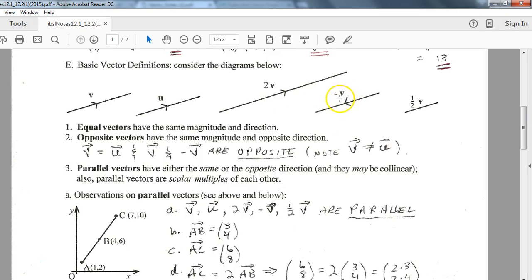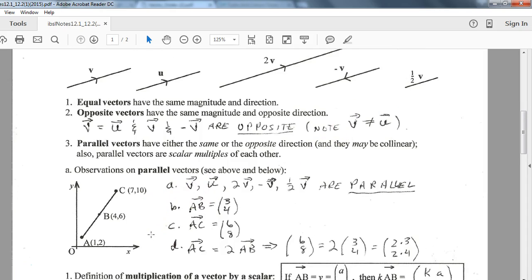This would also be considered a scalar multiple of vector v. If I were to take vector v and multiply it by -1, so I'm giving it a scalar of -1, it creates this vector that you see here. So they're parallel, but they're not equal. And then here's just another scalar multiple concept right there. So moving on down here.